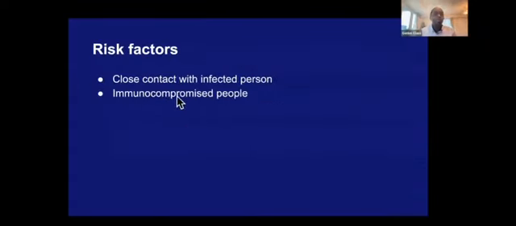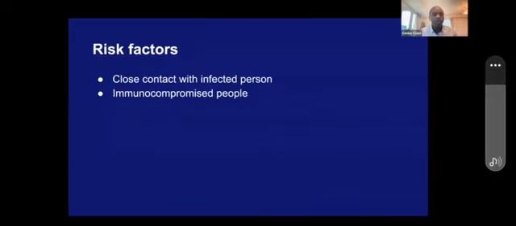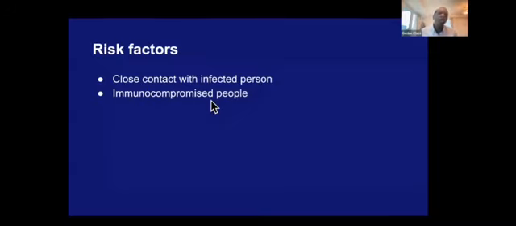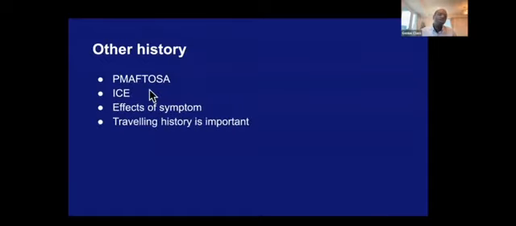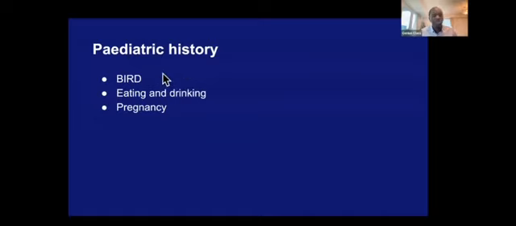Risk factors include close contact with an infected person and immunocompromised people. Which means, as part of our history, we should be asking if they have been in contact with anybody with similar lesions. Now, remember the mother said there's chicken pox at school. You don't know whether it's chicken pox or actually Molluscum Contagiosum. So complete the other history: the PMH, allergies, drug history, and travel history, which is important because you have to exclude other infections. The pediatric history: birth, immunization, red book or development, eating and drinking, and ask about problems in pregnancy and delivery, of course.